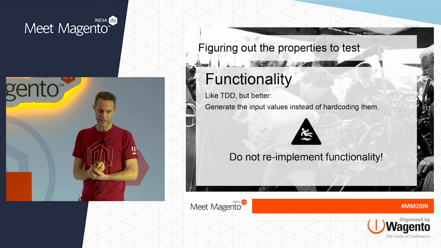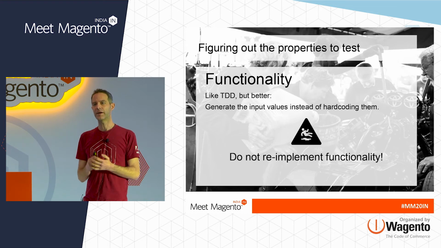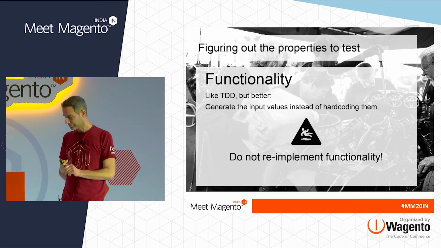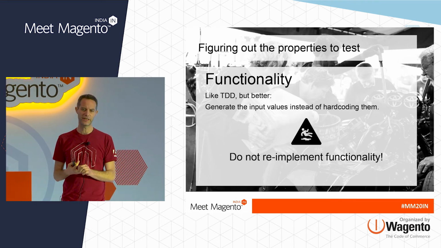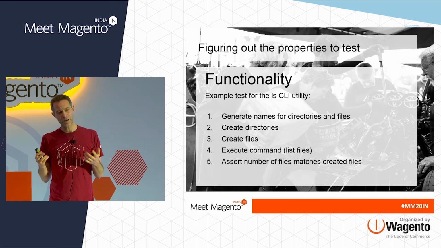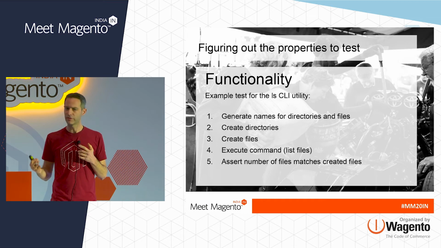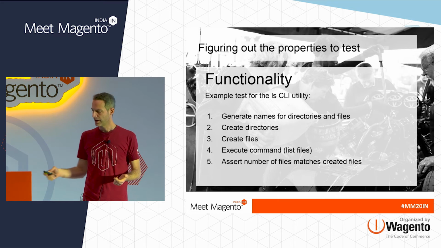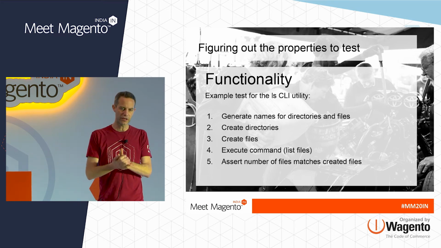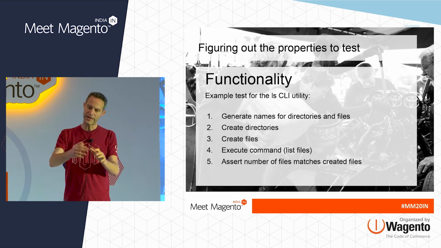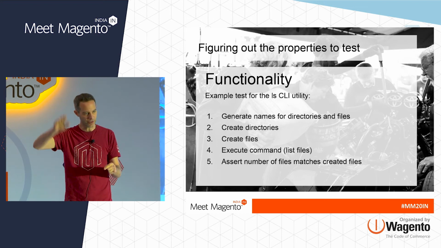So what else can we check? Well, we can check functionality-based properties. This is actually pretty close to TDD, and that's what I mostly use, to be honest. This is also where I have to really watch myself not to re-implement the functionality that I'm testing. For example, let's say I want to test the ls command line utility. So what does ls do? It takes a directory or multiple directories, and then it lists the contents, right?